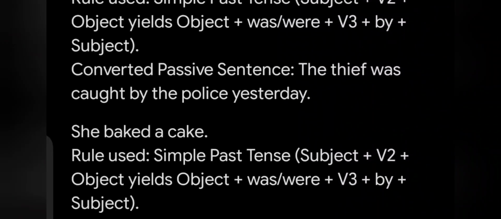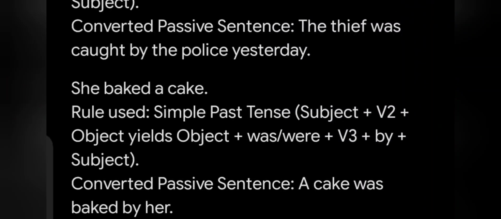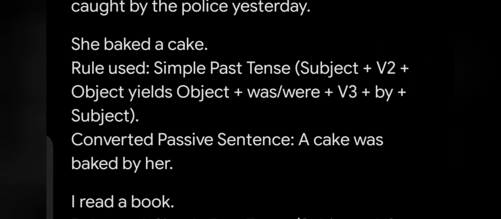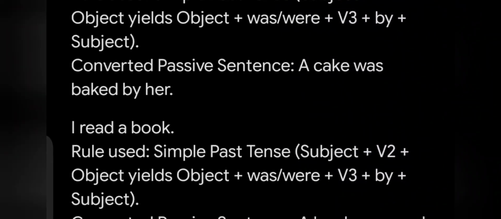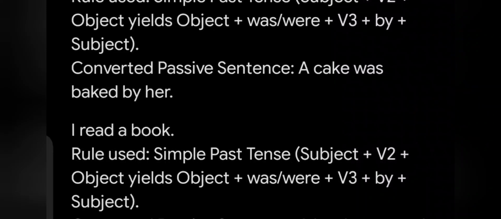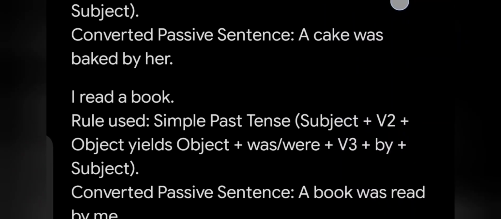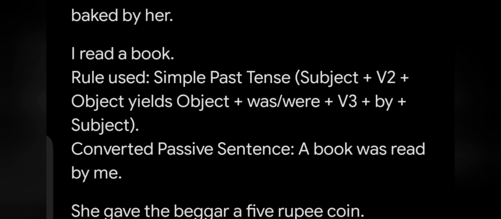She baked the cake. Rule used: simple past tense. Subject plus V2 plus object yields object plus was/were plus V3 plus by plus subject. Converted passive sentence: A cake was baked by her. I read a book. Rule used: simple past tense. Subject plus V2 plus object yields object plus was/were plus V3 plus by plus subject. Converted passive sentence: A book was read by me.